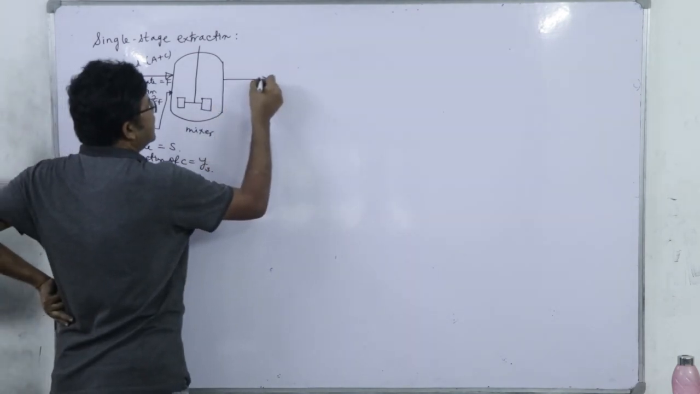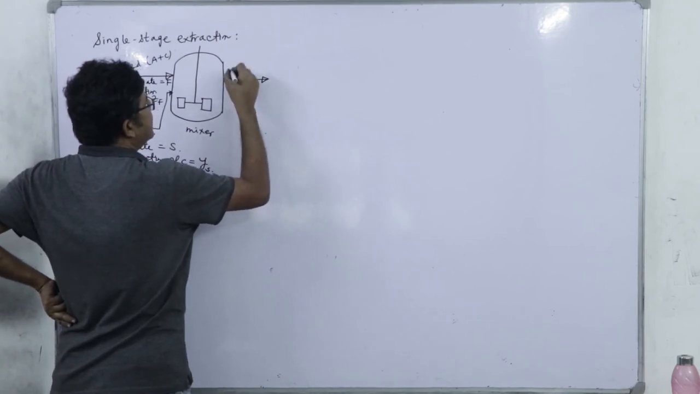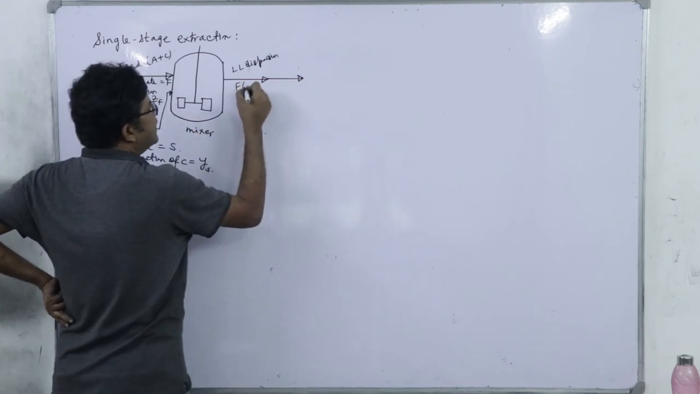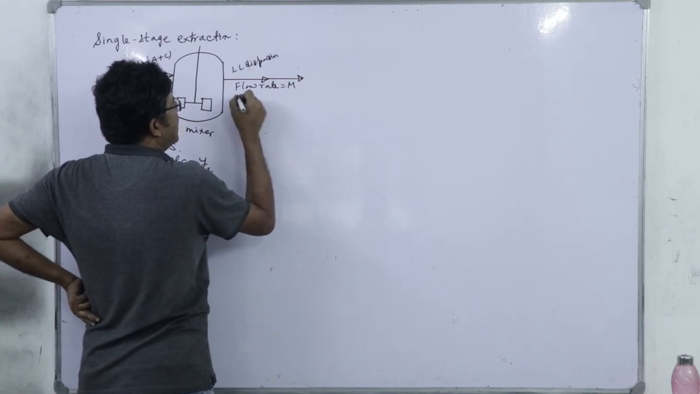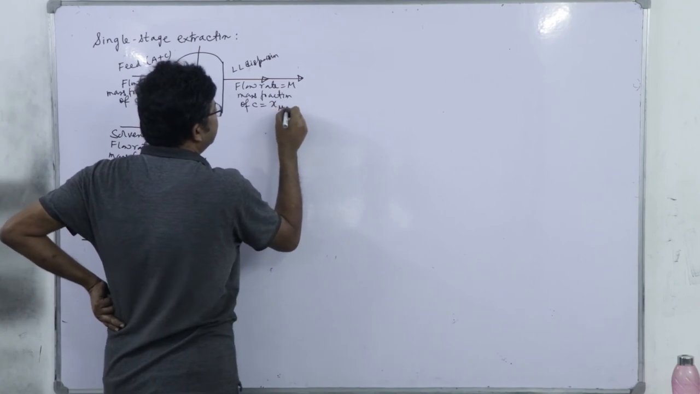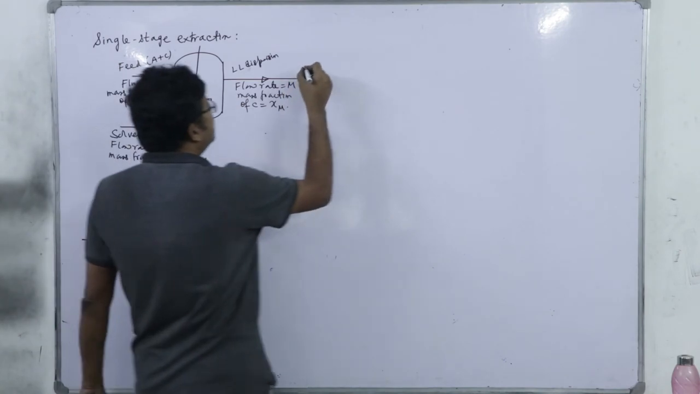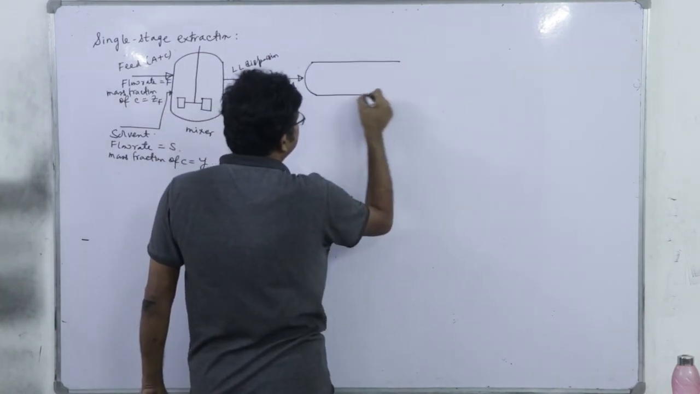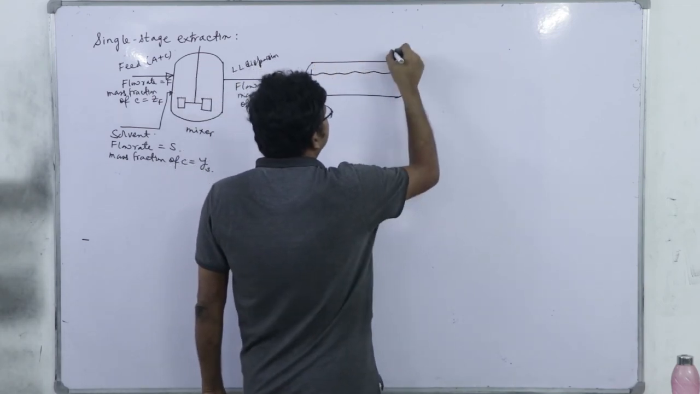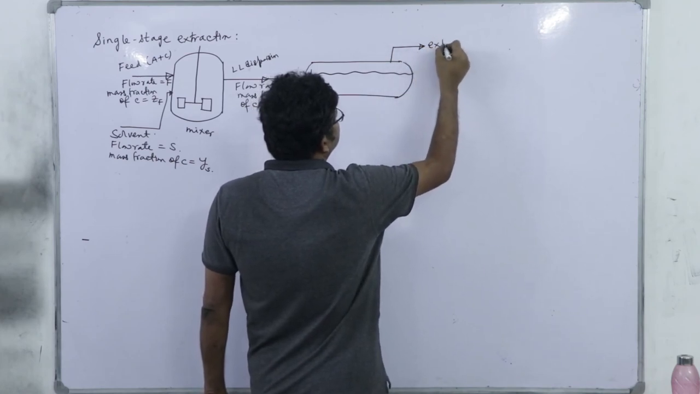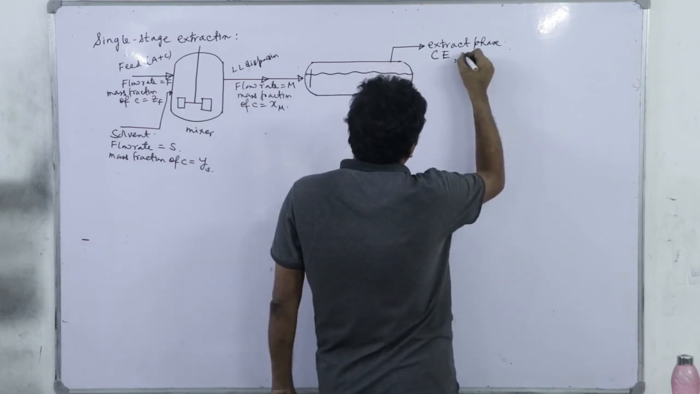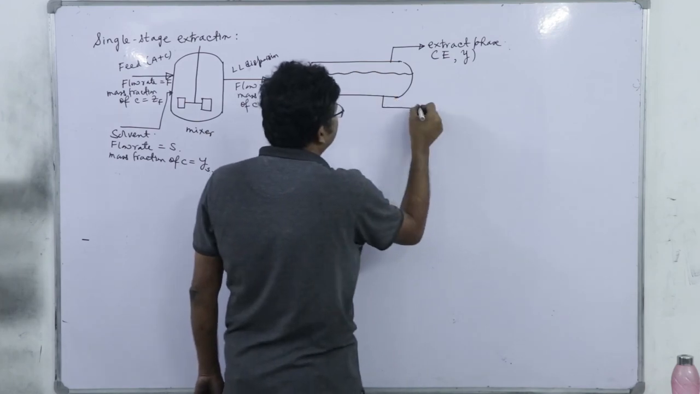So, from the mixer we get liquid-liquid dispersion, right. So, overall its flow rate M and mass fraction of C, it is XM. Right, and that we feed to the settler, which is a horizontal vessel. Definitely there will be a baffle and it separates out afterwards into two phases. So this is the extract phase. So I'm not writing the same. This is the flow rate is X and the mass fraction is Y of C, and the raffinate phase.